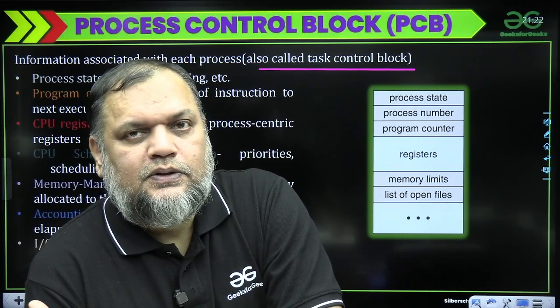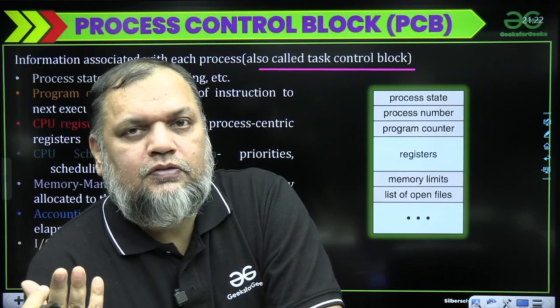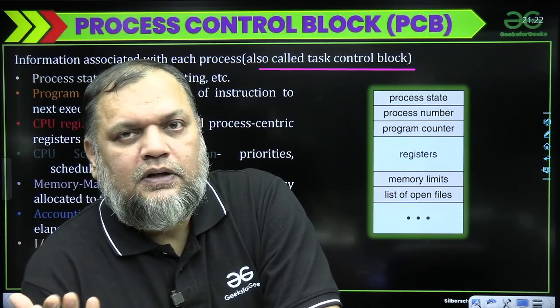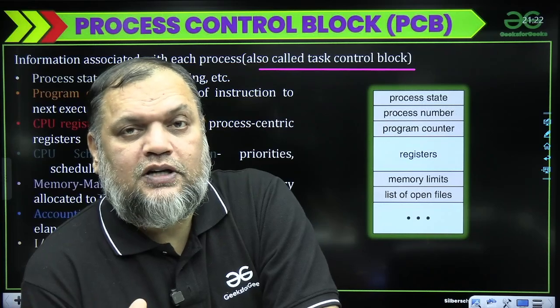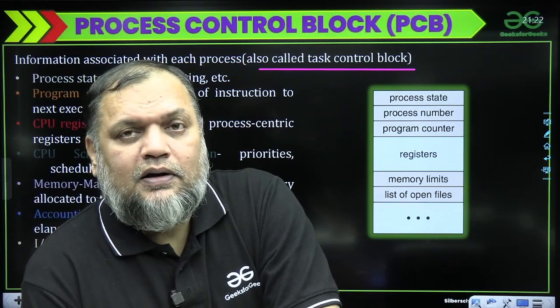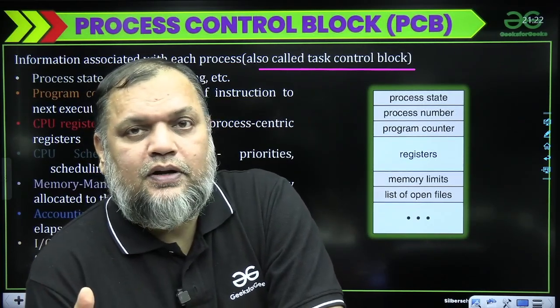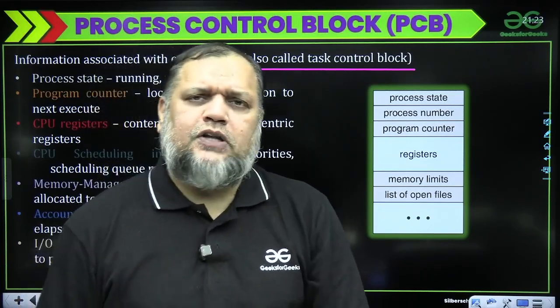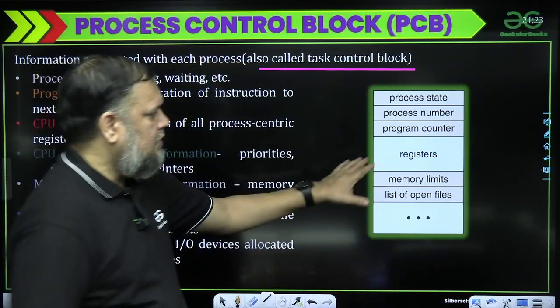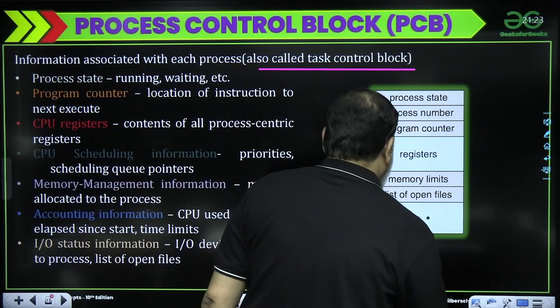Aadhaar card gives a complete picture of the identity of a person. PCB gives complete information about the process: where it is, what instruction it is executing, what its state is in memory, how many bytes it has used, and what resources it has used. Everything about the process can be found from the PCB. So this is PCB, boys and girls.